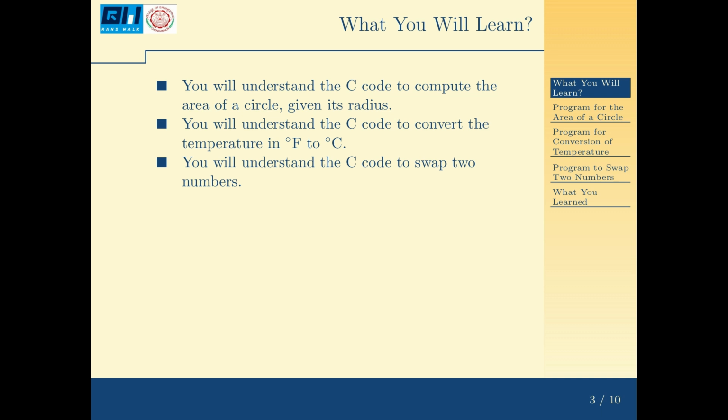So what you will understand is the C code to compute the area of a circle given its radius. Then you will understand the C code to convert temperature in Fahrenheit to Celsius. Then you will understand the C code to swap two numbers.